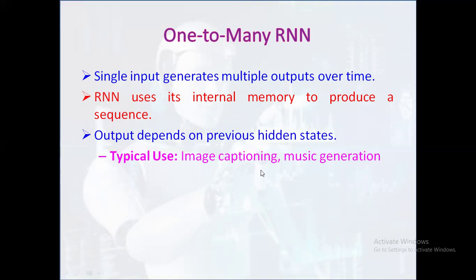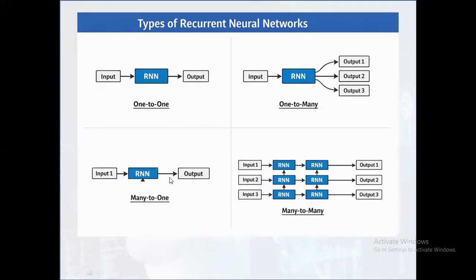It is mainly used in image captioning and music generation. This structure is commonly used in applications where a single input must produce a sequence, such as generating captions for images or composing music. The next type is the many-to-one.